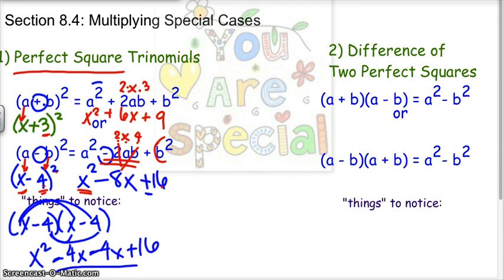All right, our next shortcut, or our next special case, is a difference of two perfect squares. Please notice here that the answer has a minus in it, and the idea that it's of two perfect squares. Here's a perfect square, here's a perfect square. What happens in these cases is that when you go through and you distribute, let me give you an example.